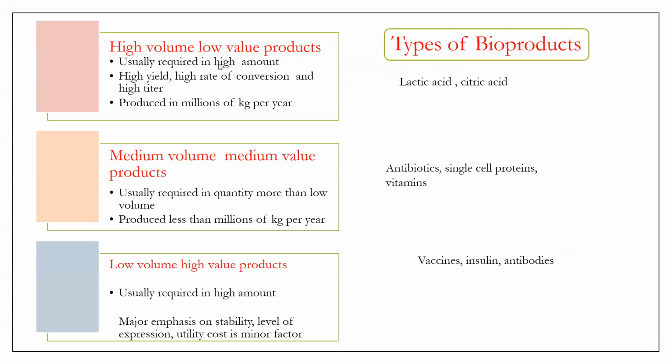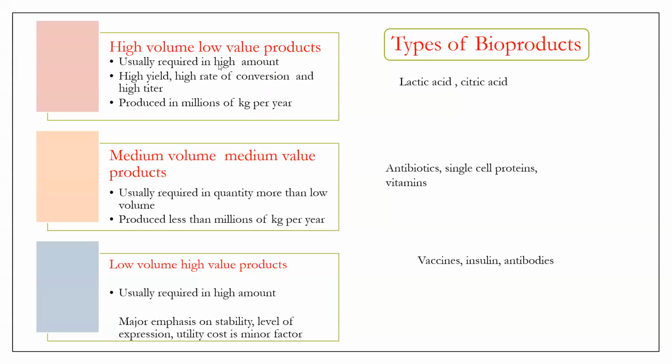So bioproducts can be divided depending upon their use, okay? And apart from that, how much they are produced. For example, products like lactic acid and citric acid are normally used in a very high volume. When they are used in a very high volume, they are also produced in a very high amount. In the case of lactic acid and citric acid, the process is normally very high yielding. Yield means your productivity is more with time. So there is a high yield, a high rate of conversion, a high titer value, and they are required in high amount.